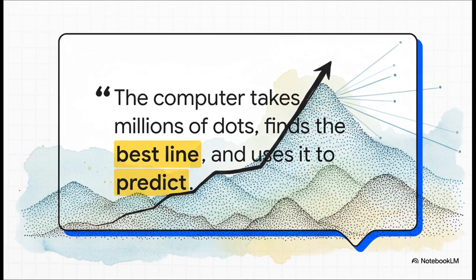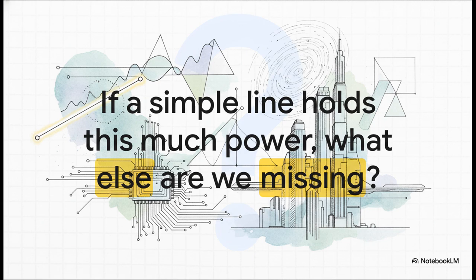You know, the only real difference between what we just did by hand and what a huge machine learning model at Google does is just the scale. We used, a dozen dots? A computer uses millions, sometimes billions of them. But the goal is exactly the same. Take a mountain of messy information, find the single best line to explain it, and then use that line to make a prediction. So I'll just leave you with this thought.